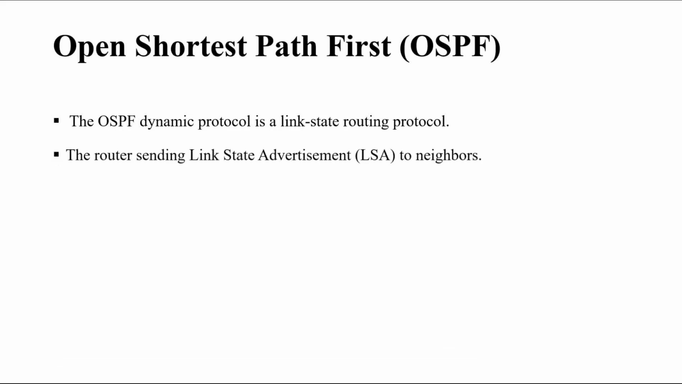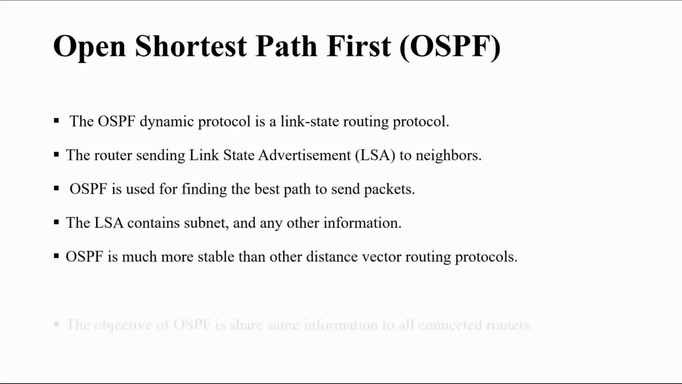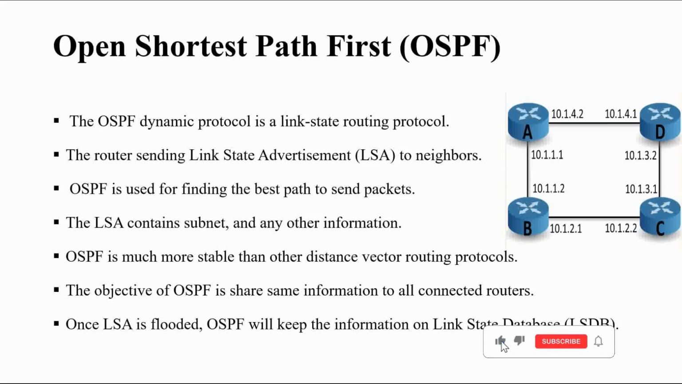In OSPF, the source router sends link state advertisements to its neighbors. What do the neighbors do? Routers send link state advertisements. For example, in this topology, assume A is our source and this one is the destination. What does A do? A sends link state advertisements to D and B. D sends to C, and B also sends link state advertisements to C.